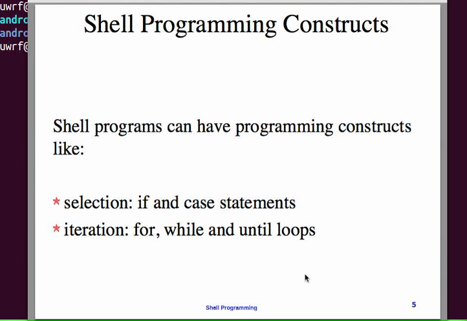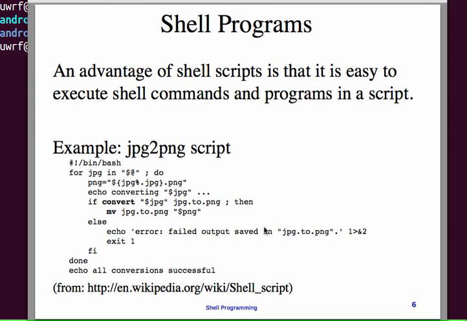Okay, so what are some shell programming constructs? Shell programs can have some of the typical programming constructs like selection, that is if statements, switch statements. Actually they're called case statements in shell scripts. Also you can have iteration, that is for loops, while loops, and until loops, just like Java or C. An advantage of shell scripts is that they make it easy to execute shell commands and programs in a script.